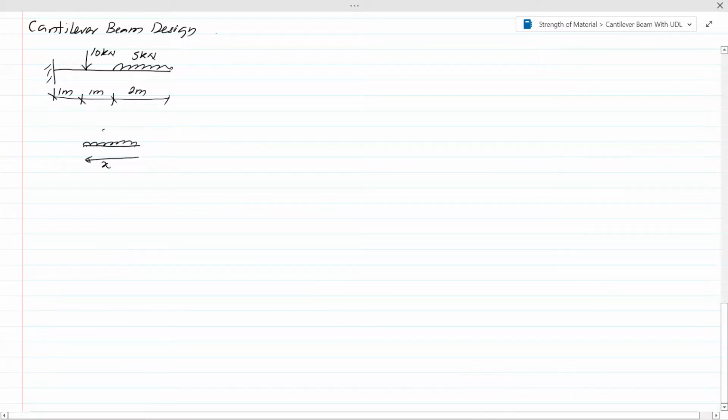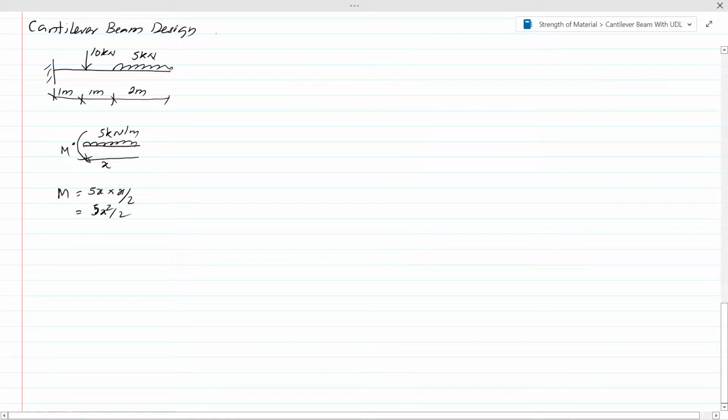Then we can calculate the maximum bending moment, right? So this is the bending moment here. We can take moment about this point, because these two moments are in opposite directions. So M equals 5 into the distance x, 5x, then multiplied by x by 2, that is the distance of the resultant force. So the moment will be 5x squared over 2.